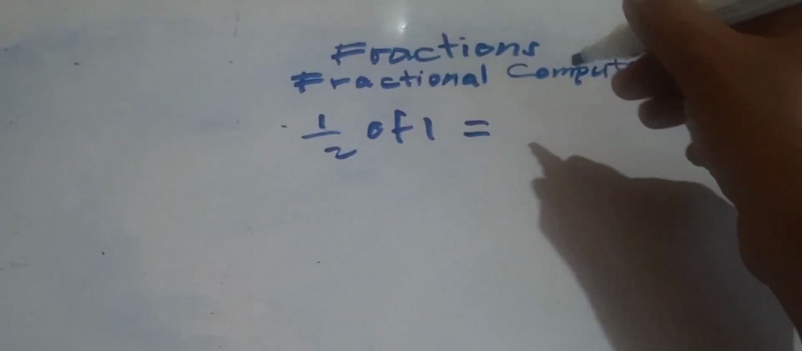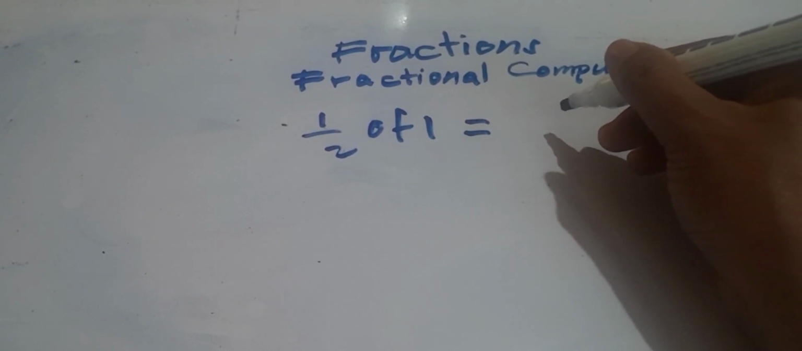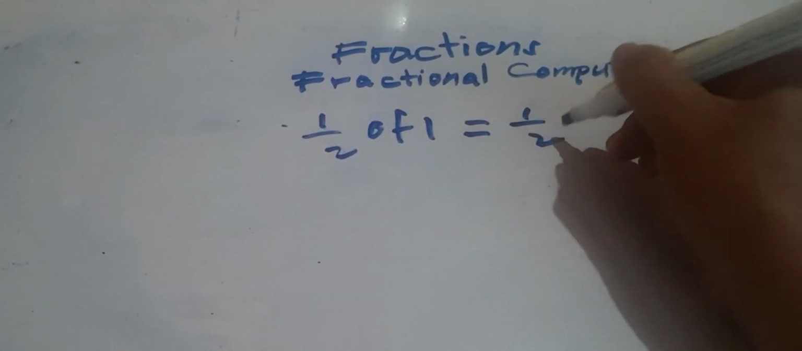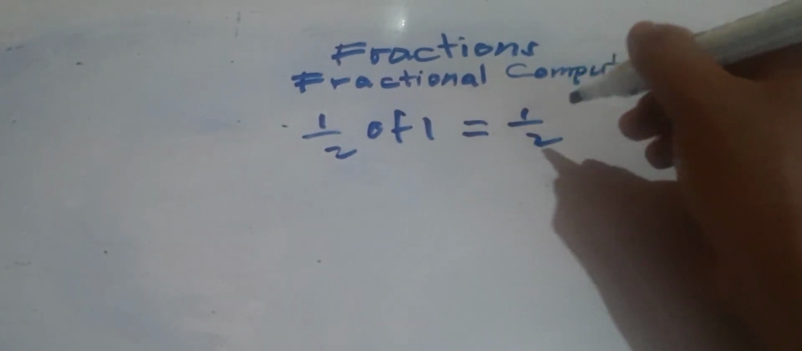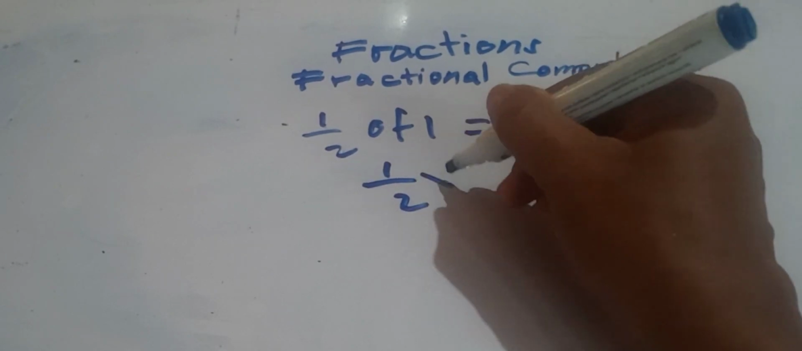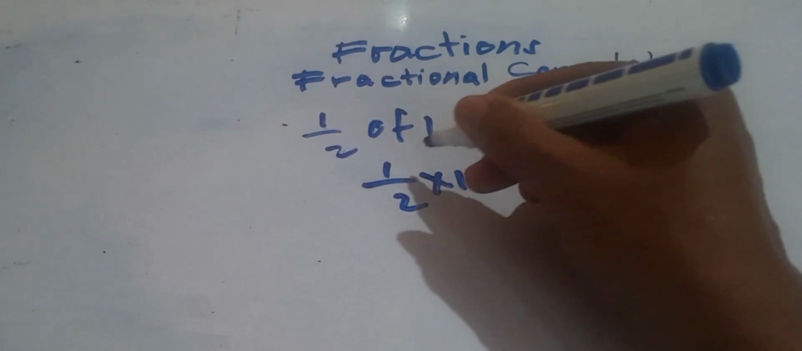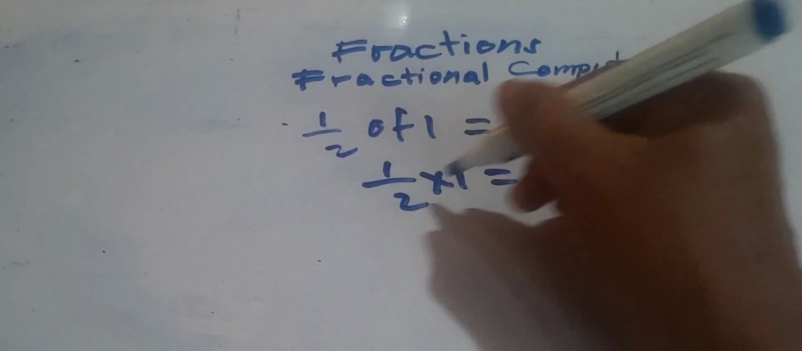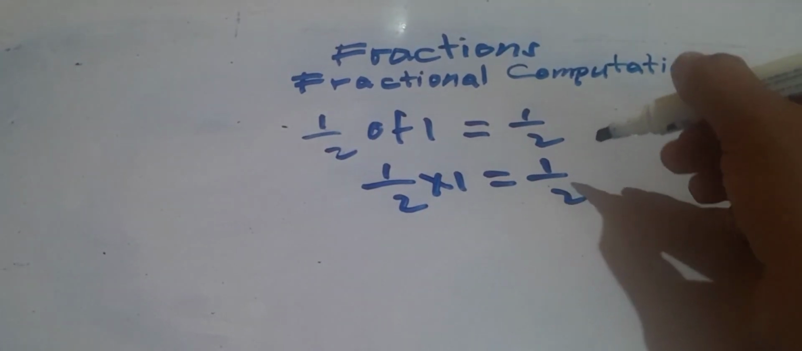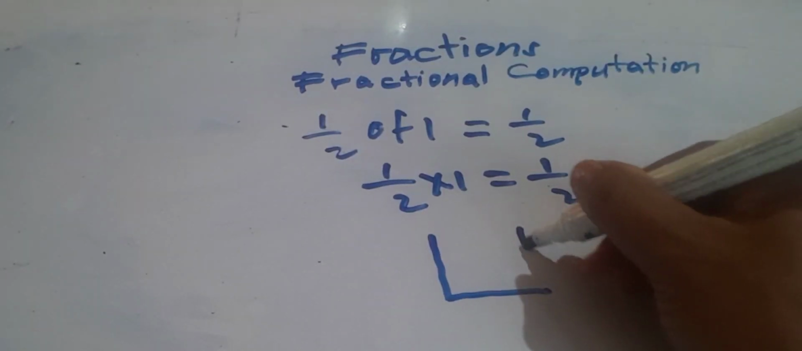One half of 1 is, by imagination, very clear: it is one half. By solution, that is one half times 1, which equals 1 over 2. That is 1 times 1, 1, carry the denominator, so 1 half. By demonstration, let us make a drawing like that.